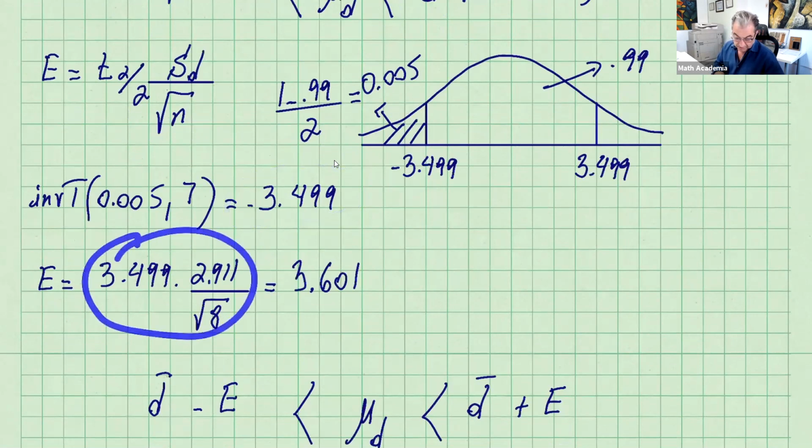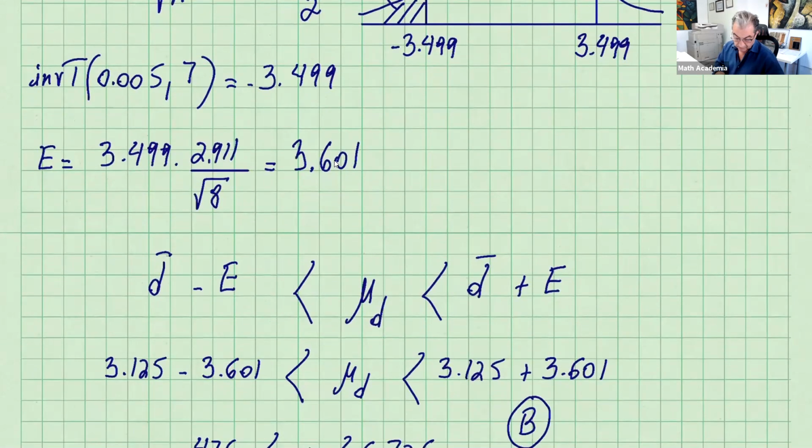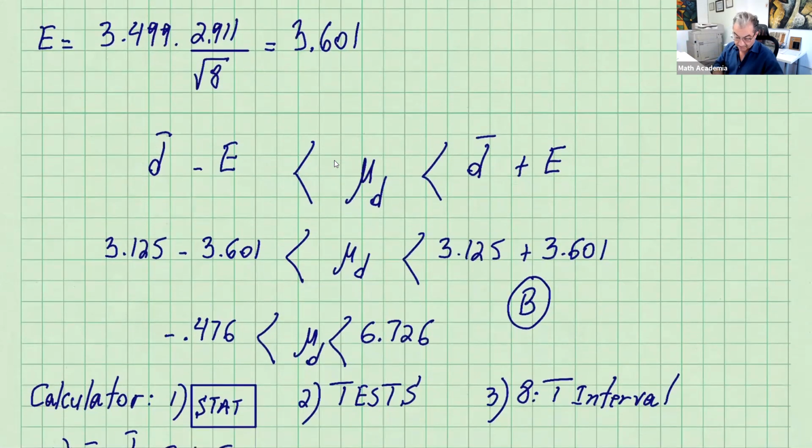You can calculate the margin of error: 3.499 times 2.911, which is s sub d, divided by the square root of 8, which is the square root of n, and you get 3.601. Writing the interval, it's d bar minus E less than mu sub d less than d bar plus E. D bar is 3.125, so 3.125 minus 3.601 less than mu sub d and less than 3.125 plus 3.601.